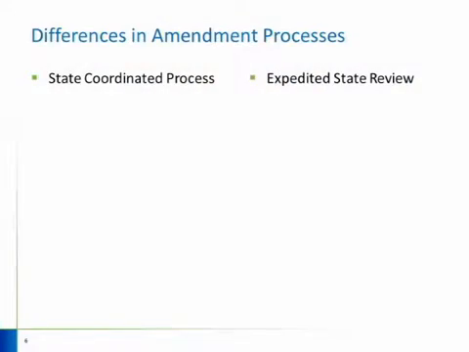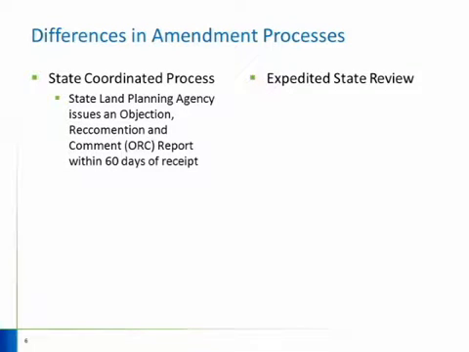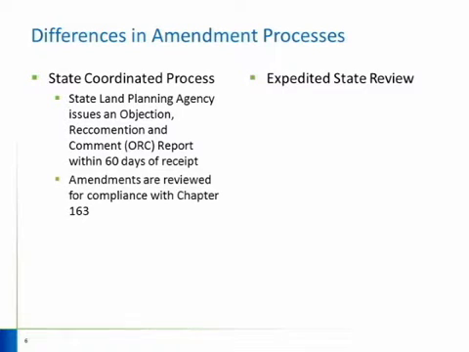I'm going to talk a little about the differences in the amendment process. To highlight the differences between the two amendment processes, in the state coordinated process, the review agencies have 30 days to send their comments to the State Land Planning Agency. The State Land Planning Agency then has 60 days to issue an objections, recommendations, and comments report, in which they review for consistency with Chapter 163, Part 2, meaning that they are reviewing for internal inconsistencies as well as compliance with Chapter 163, Part 2.